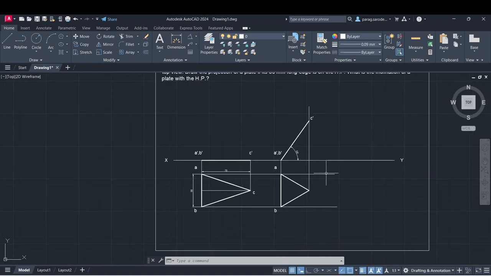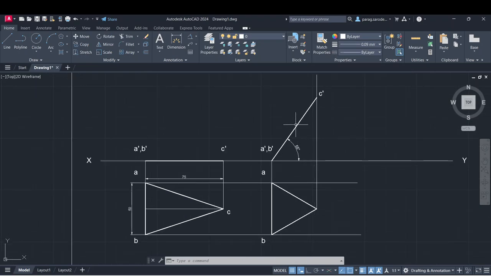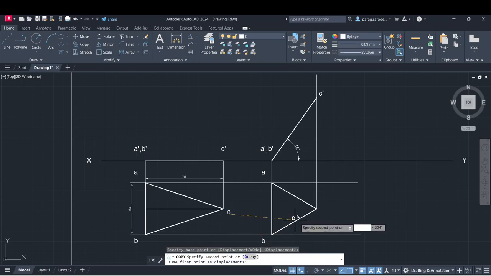So we wanted to find out this angle so that the isosceles triangular plate is inclined in such a way that the top view looks like an equilateral triangle. So this was a reverse case which was given.